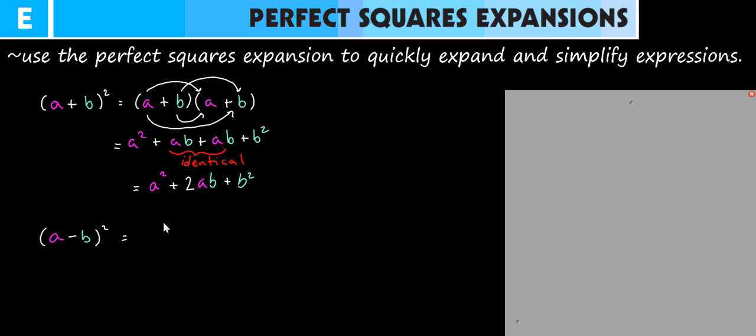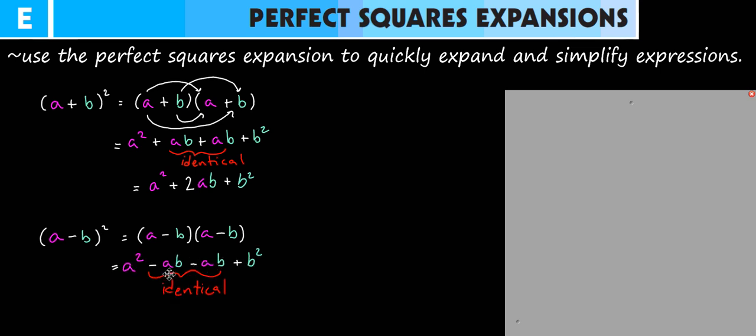Right, same deal with a minus b quantity squared. And you might hear me say that quite a bit through this, the a minus b quantity squared. Okay, so a minus b quantity squared is a minus b times a minus b. First, outer, inner, last. So first would be a times a, which is a squared. Last would be b times b, which is b squared. And a negative times a negative is always a positive. So I want you to keep that in mind when you see what's happening next.